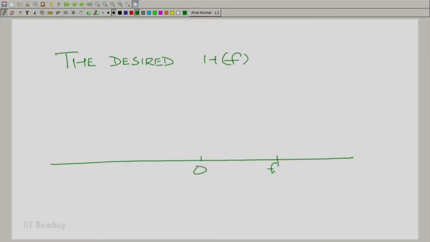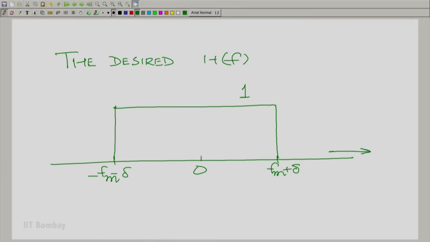The desired frequency response needs to be 1 between just a little before minus FM on the negative side and just a little after FM on the positive side of F. So here I am writing in terms of the cycles per second or hertz frequency, and I am saying the desired H(F) needs to be 1 from, let us say, minus FM minus delta to FM plus delta. Essentially, you must ensure that FM plus delta is strictly less than FS minus FM. So that is not very difficult to do.